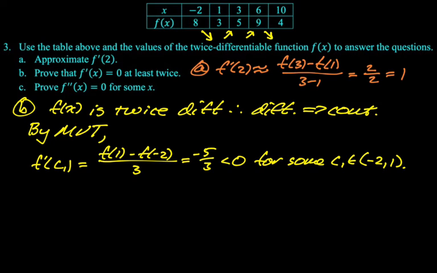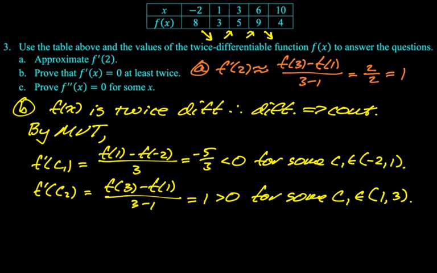Now I'm going to go from 1 to 3, where we're increasing. So I'm going to say that f prime of c2 is equal to f(3) minus f(1) over 3 minus 1, which is, what is that? I'm going from 1 to 3. That is 2 over 2, so 1. Greater than 0 for some c2 between 1 and 3. And then I could have gone from 3 to 6, but I went from 1 to 3. I could have gone from 1 to 6. All of those would show increasing.